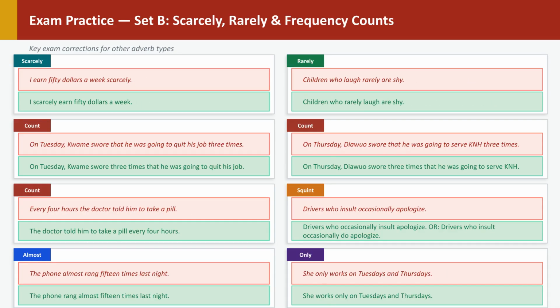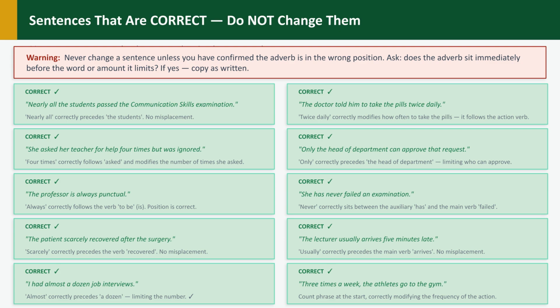Section 8 summarizes key corrections for different adverb types, including scarcely, rarely, and frequency counts. The correct placement of these adverbs ensures clarity and precision in meaning. Remember, never change a sentence unless you are sure the adverb is misplaced. Always ask if the adverb sits immediately before the word or amount it limits. If it is correct, copy it as written.